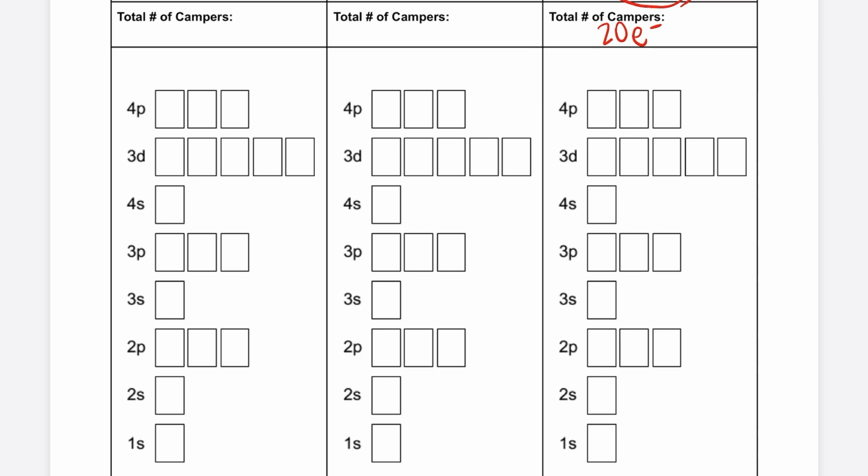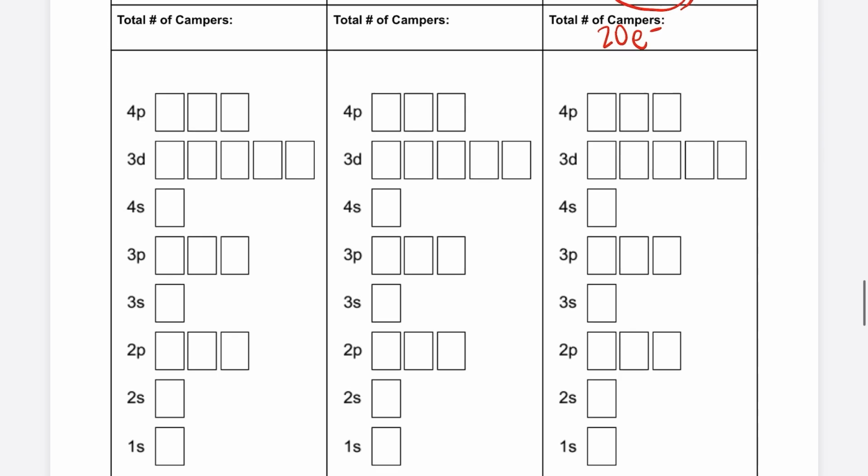So we'll stop right there, okay? Now a couple of rules. You need to fill from bottom to top, okay? Bottom up. Let's go and start with that. So 20 electrons, here we go.